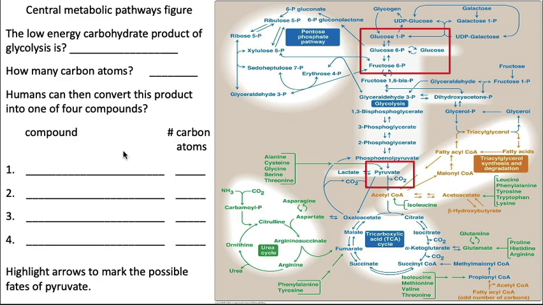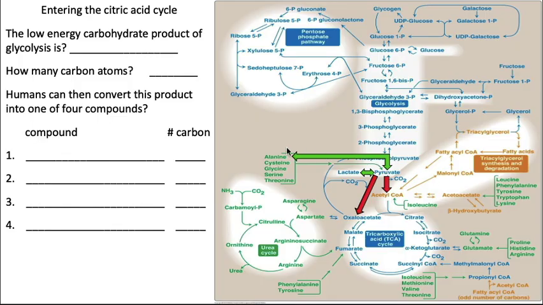Will you list the compounds which can be formed out of pyruvate through a single chemical reaction, and for each of them list the number of carbon atoms? It turns out the number of carbon atoms is going to help you sort things out. In fact, the information I'm looking for is right here in the figure, so go ahead and fill it out, but I'm going to move on.